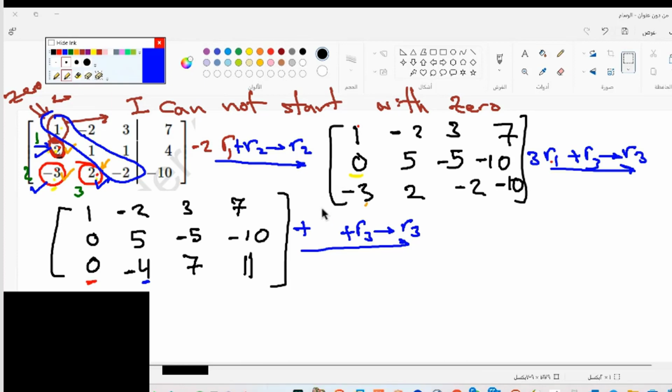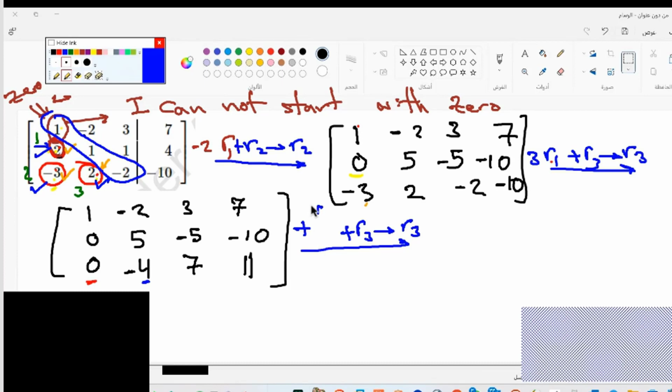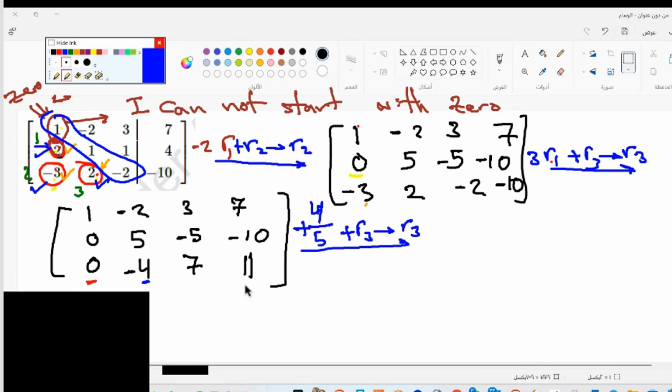5 over 4. That's correct. 5 over 4. No, nothing. So we can solve. Just a minute. Let's check. 2R2. Yes, not 2. Here I have 5. I need from 5. 4 over 5. Yes. 4 over 5. Then R2 with R3. Do you think it is correct? Let's check.